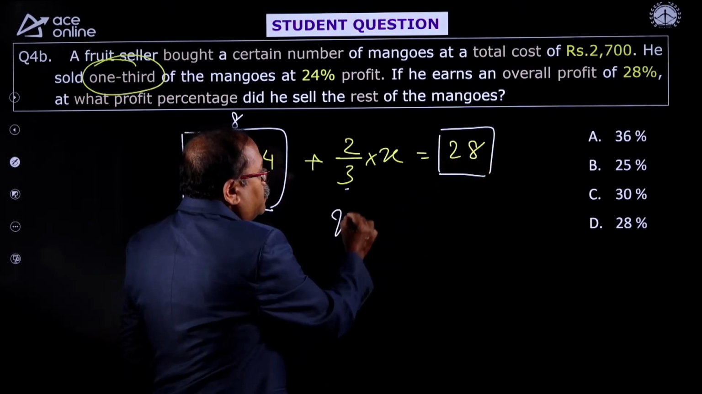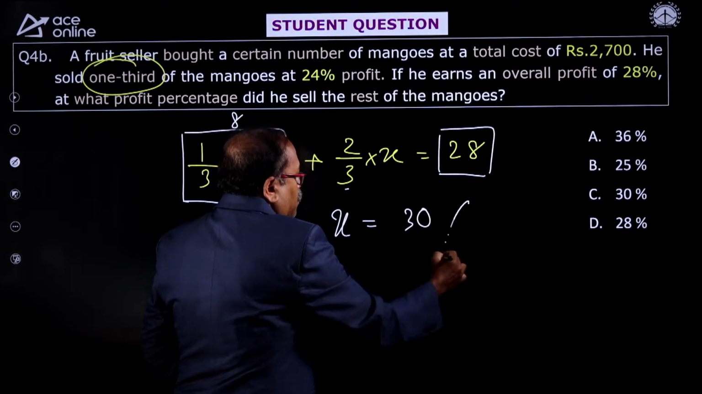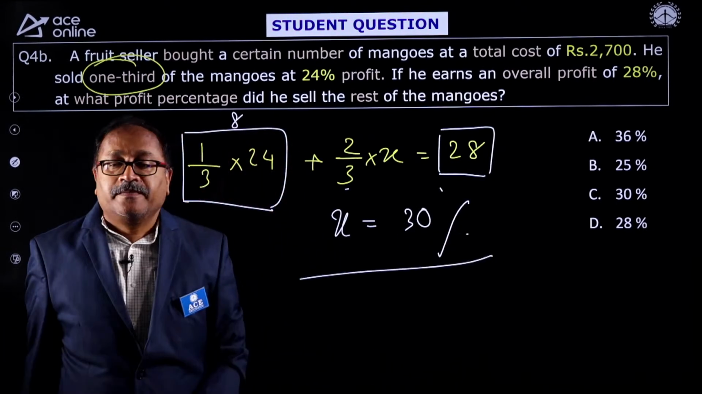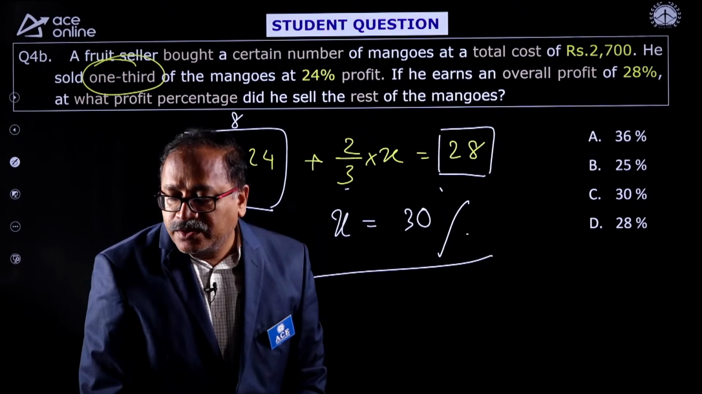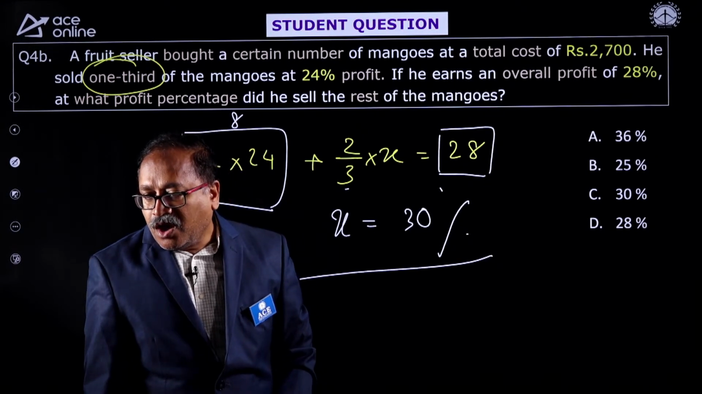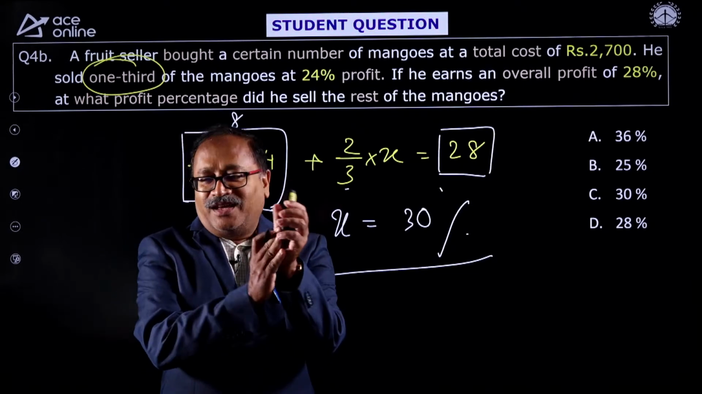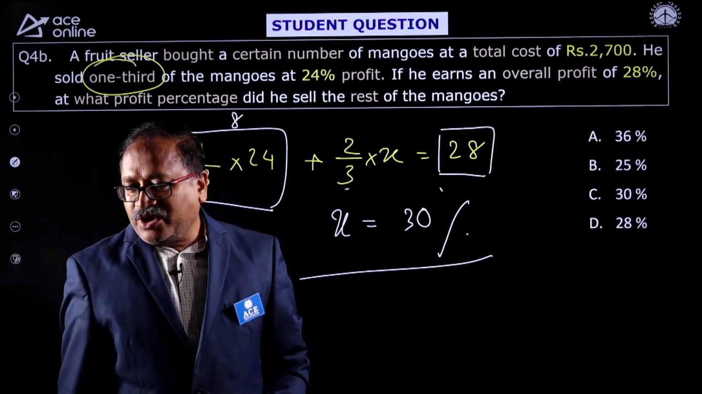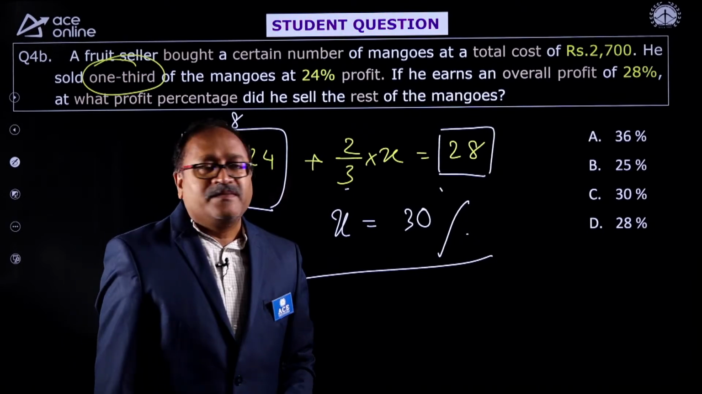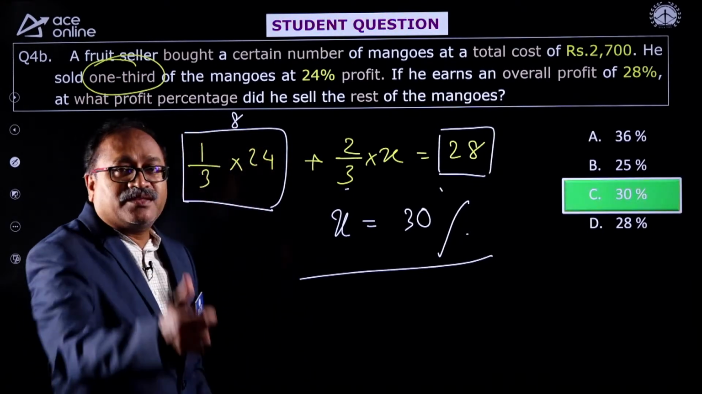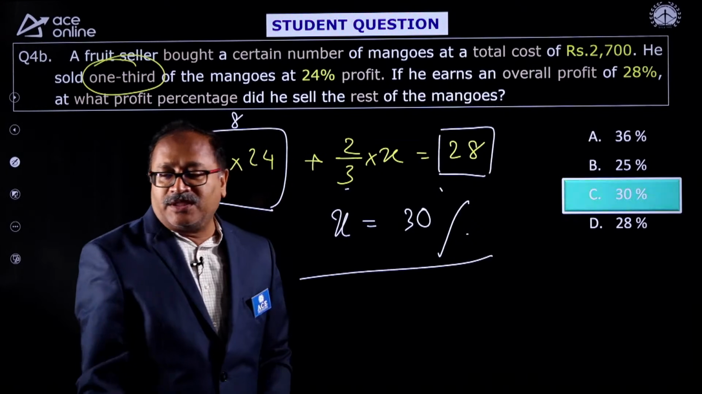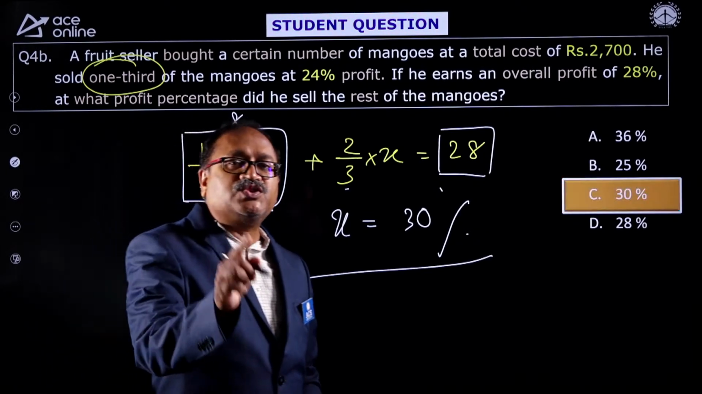So what is the x value? The x value is 30%. Anyone got the answer? Oh, that's great. Sumit Pawar ji, welcome, sir. Very good morning, Sumit Pawar. Okay, so let's take 30%. You are right, Sumit.